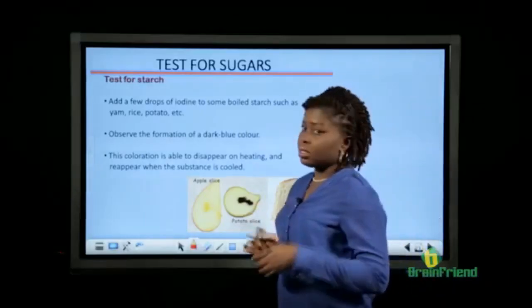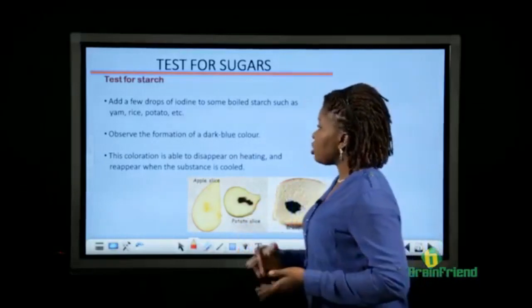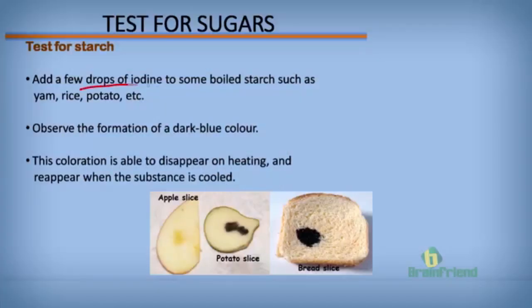Okay, so to carry out this test, it's quite simple. All you need to do is add a few drops of iodine to some boiled starch substance, such as yam, rice, or potato, whichever one you choose. Okay, so we have something like this. Here we have the iodine being tested on a slice of apple and on a potato slice.